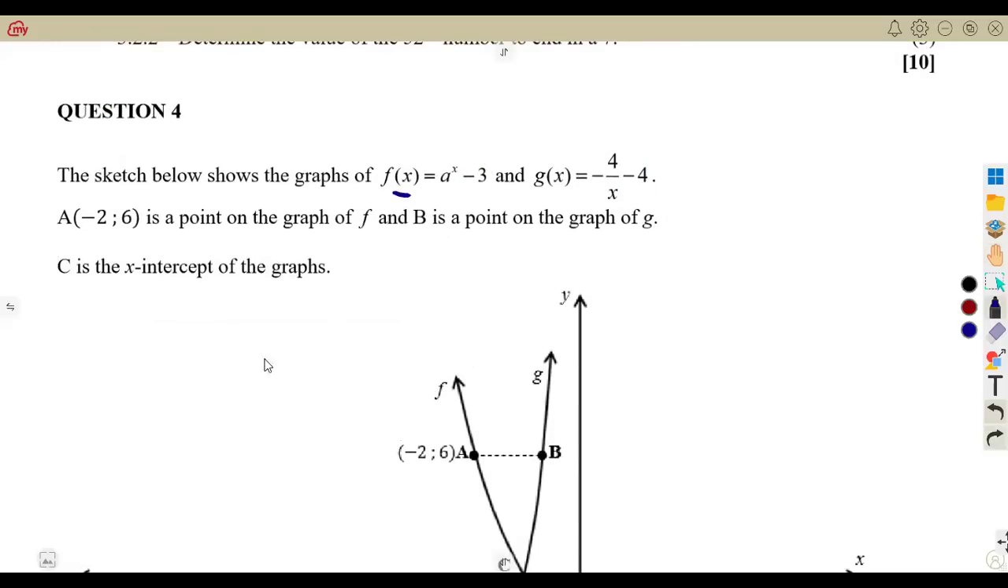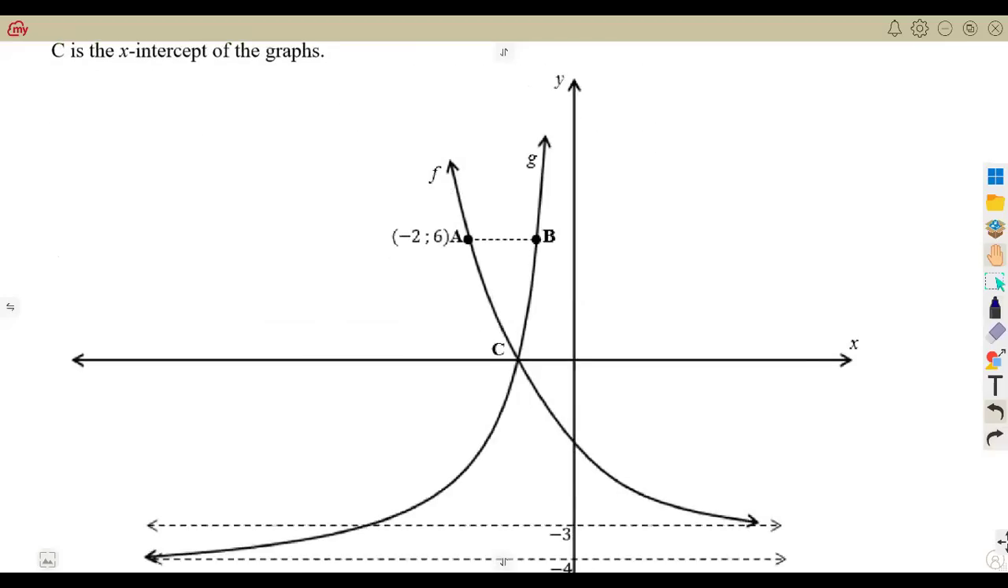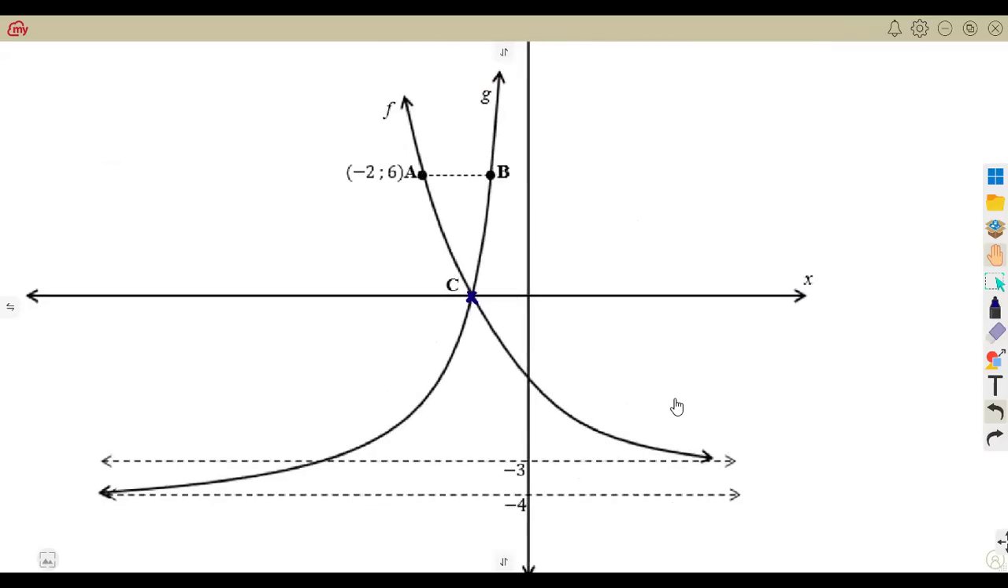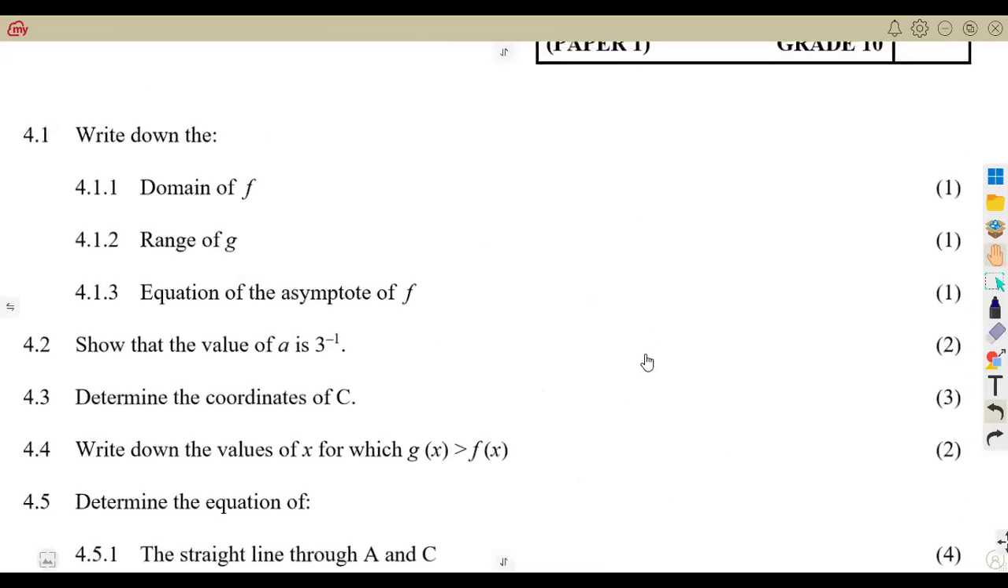Then you're also given the point A, which is a point on f, and B is a point on g. C is the x-intercept of both graphs. With this dotted line that you're given, they are showing us this is a straight line, meaning it's parallel to the x-axis, meaning we've got the same value of y at that point. We shall see about that in our revision. So this is our diagram. Let's consider the questions and see what we're supposed to answer there.